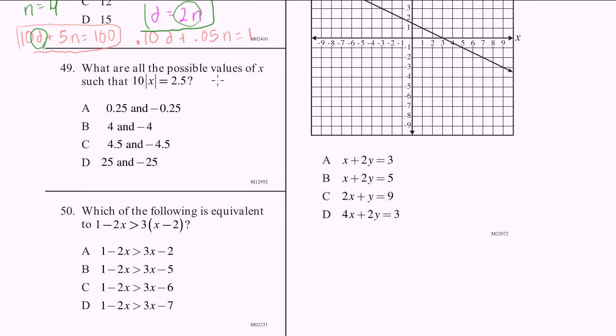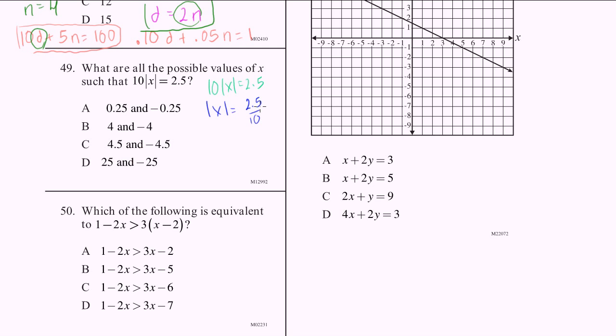Problem 49. What are all the possible values of x such that 10 times the absolute value of x is equal to 2.5? So we could simplify this. So we have 10 times the absolute value of x is equal to 2.5. Or if we divide both sides of this equation by 10, we get the absolute value of x is equal to, what's 2.5 divided by 10? You might be able to just do it in your head.